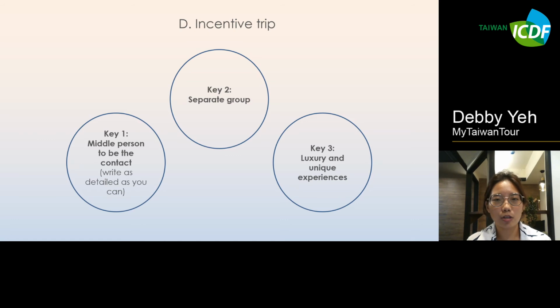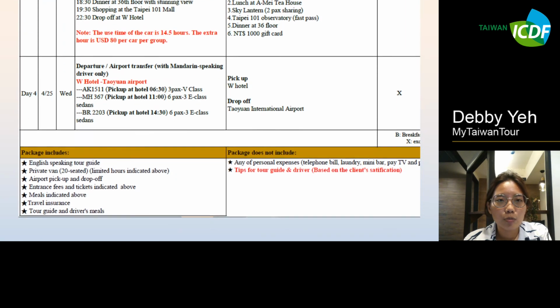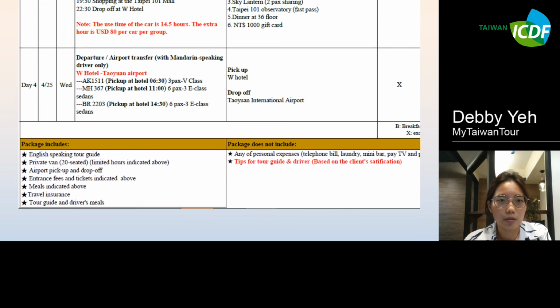So if you have the chance to talk directly to your clients, maybe you can amend the itinerary after you have the discussion with them. Because sometimes the middle person wants the tour to be a certain way, but that might be different from the people who are joining the group. And you need to write down the details of the itinerary, like when you are going to pick them up, and what is included in the package tour, for the middle person, because he or she will be in charge of the whole tour.